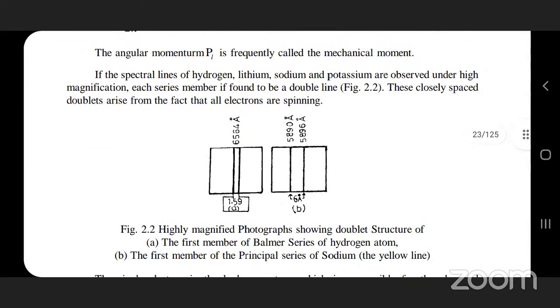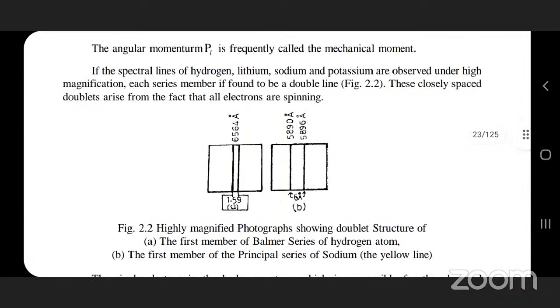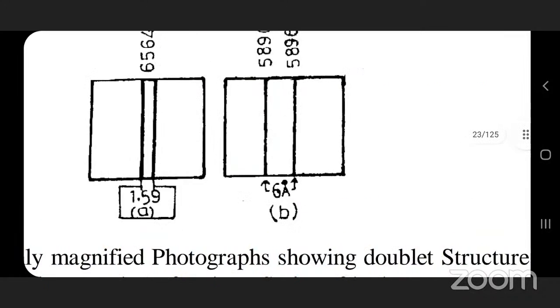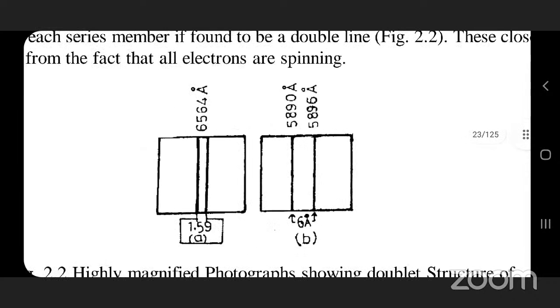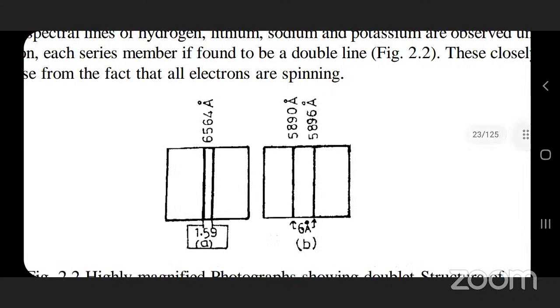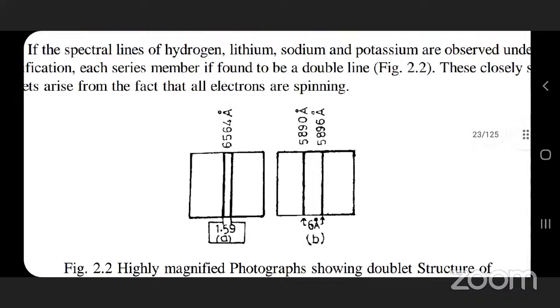So you can easily observe the spectral lines of hydrogen, lithium, and, as I already told you, sodium. You can see here, sodium: first 5890, 5896. What is the difference there? 6 angstroms. So combining them, 5890 plus 5896 divided by 2 is 5893 angstroms for the yellow color of sodium.